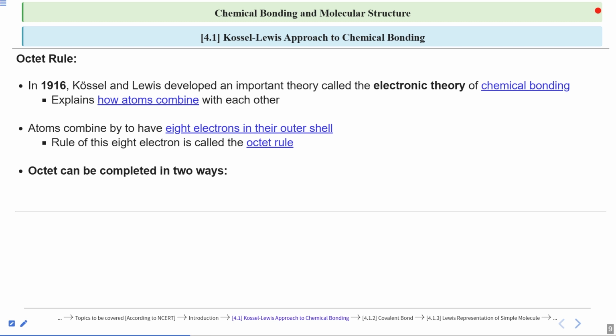Now this octet can be completed in two ways. First is sharing of electrons. Second is transfer of electrons. Now here is a question for you. Think of an element which requires fewer than 8 electrons to complete its shell. I would not call it an octet specifically. There is a different word for that. So I am leaving it to you to decide what that word is.